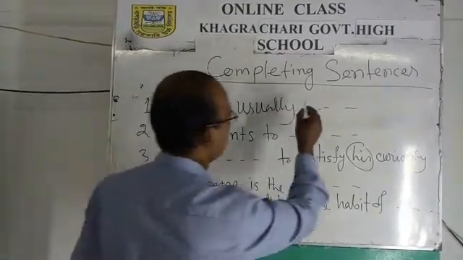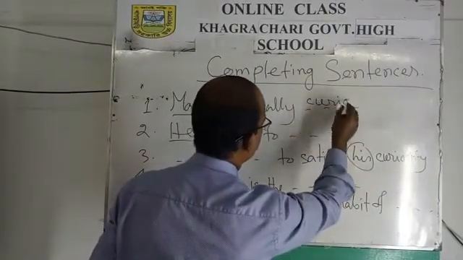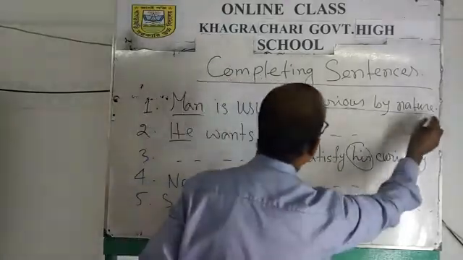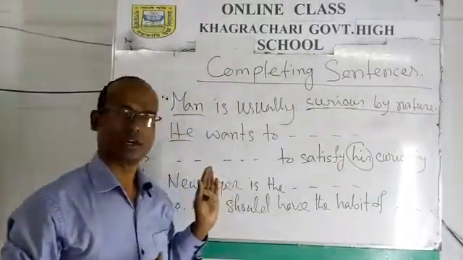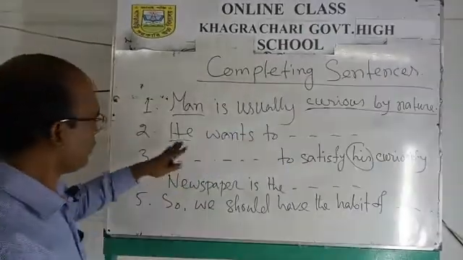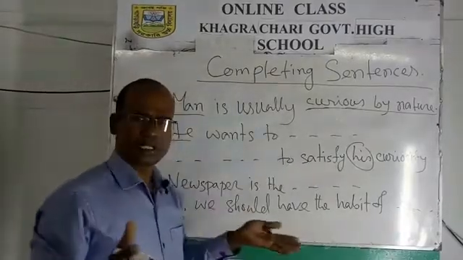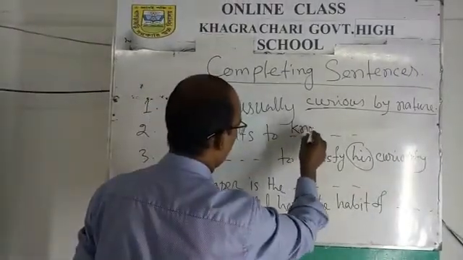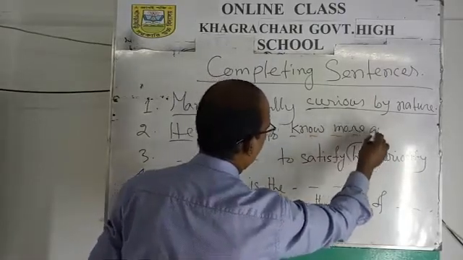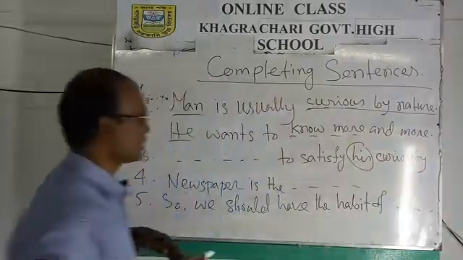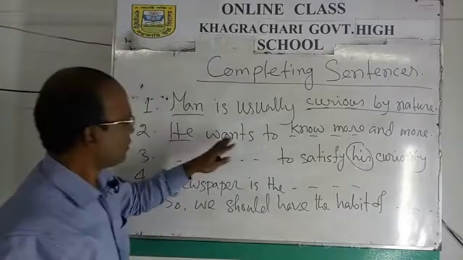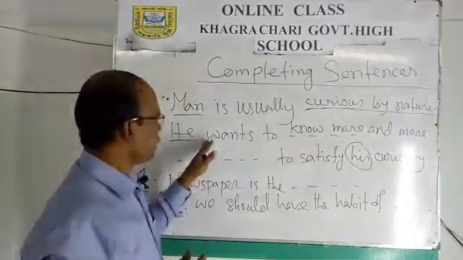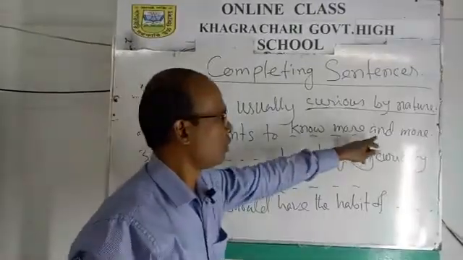Man is usually curious by nature. Yes. Man is usually curious by nature. Complete. Okay. Curiosity requires he wants to. So many things you can write, but it will be on the same context. He wants to know more and more. Yes. And you should notice that subject, verb, infinitive to. So from where I need to start? After to, base form of verb. So he wants to, base form of verb, know more and more.